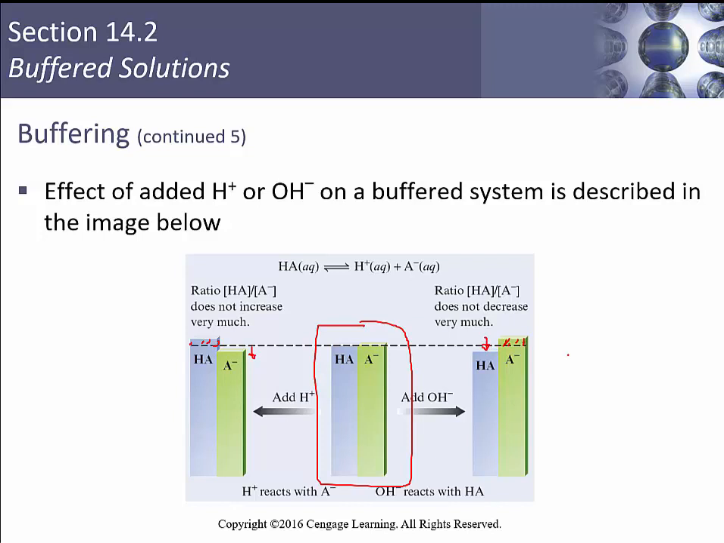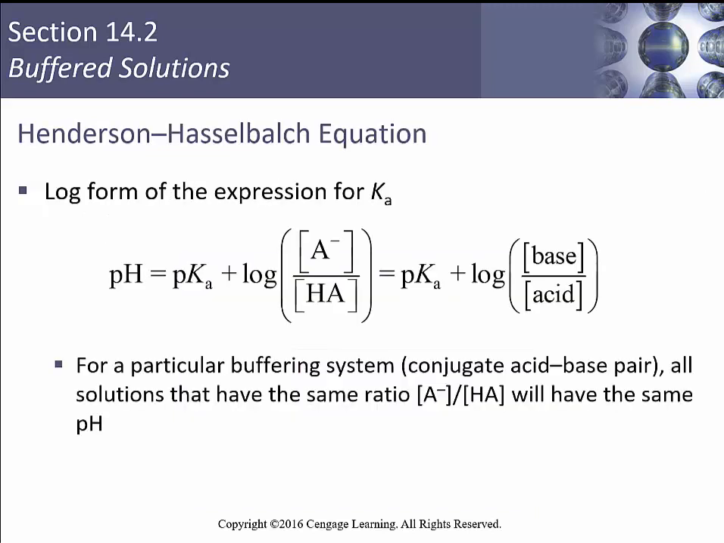Right? So it is going to get a little bit more acidic if you add in some strong acid; the pH is going to drop a little bit. The pH is going to go up a little bit. It's going to get a little bit more basic if you add in some strong base, but not by very much. So this brings us to the Henderson-Hasselbalch equation.